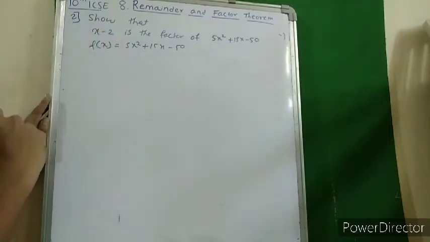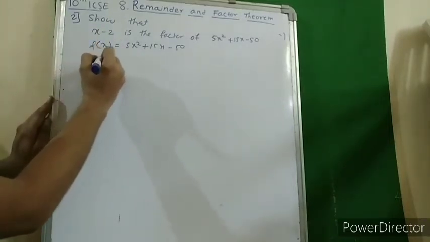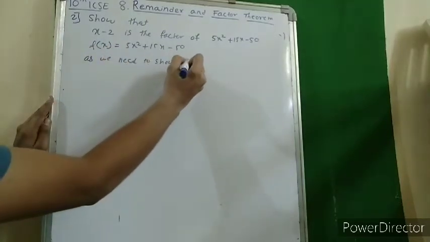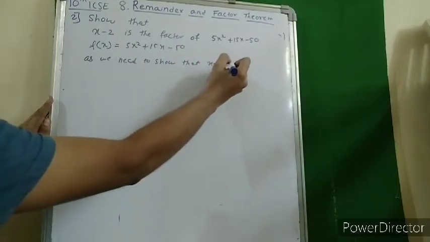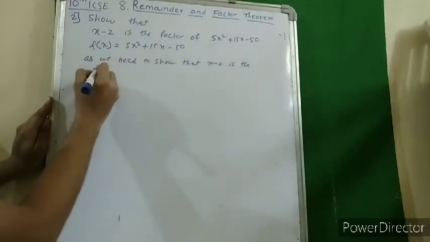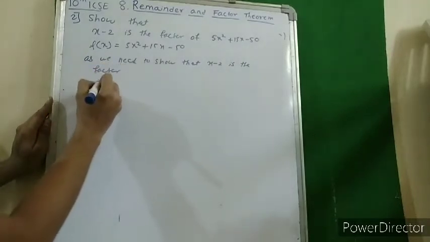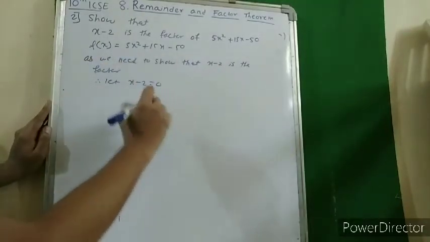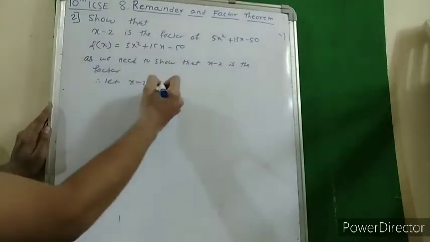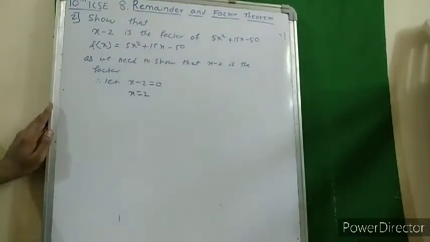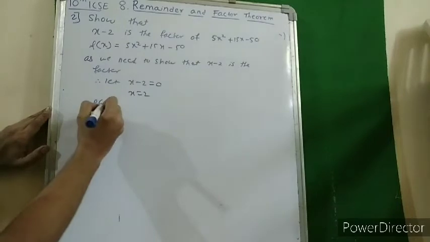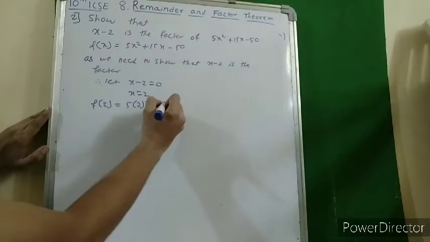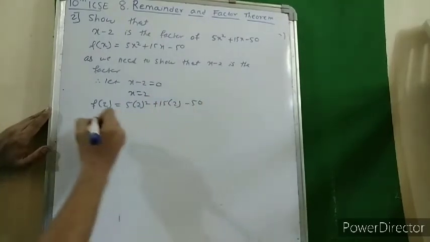So we will divide it by x minus 2, as we need to show that x minus 2 is the factor. Therefore let x minus 2, see, remember, memorize this statement for each and every sum. x minus 2 is equal to 0, therefore x is equal to 2. So in place of x we will substitute 2. So function of 2, 5 into 2 square, plus 15 into 2 minus 50.